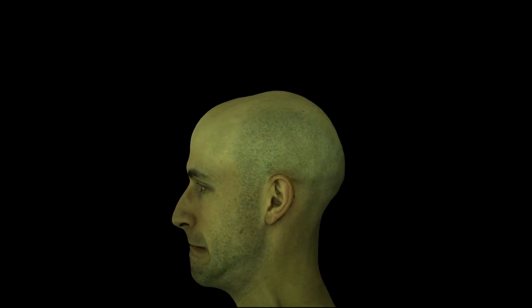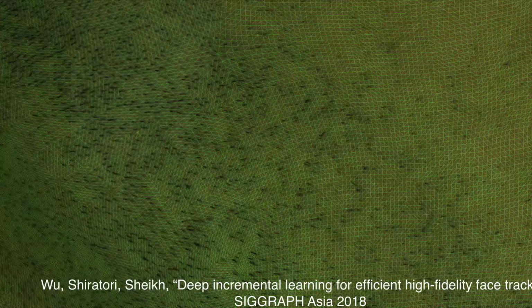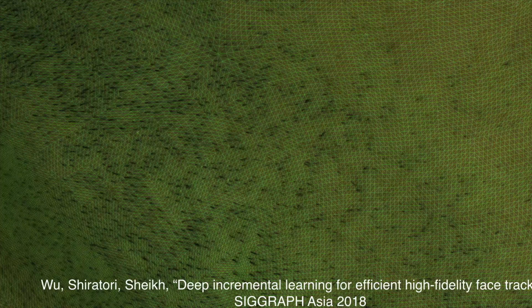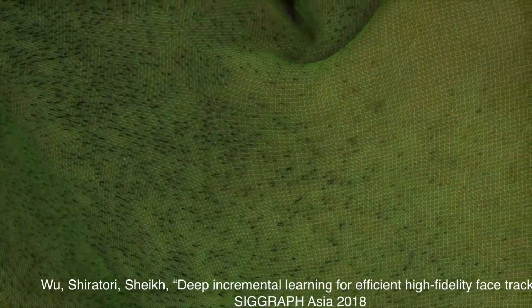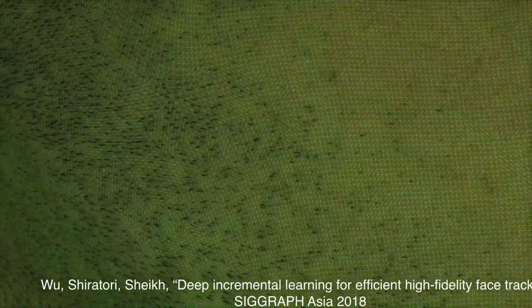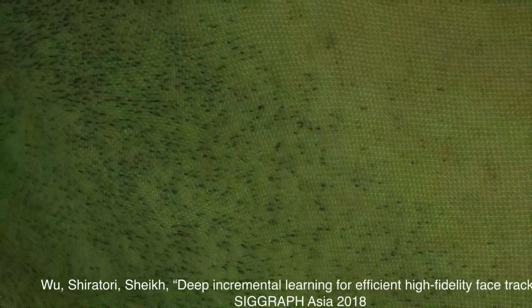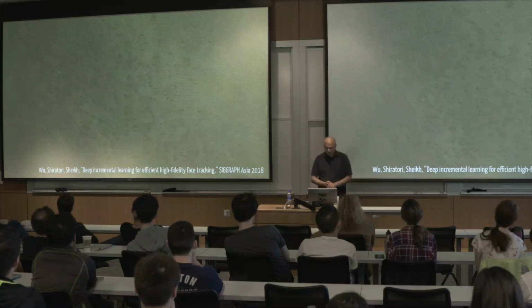And once we do reconstruction, we can also track at really high resolution, right? So what you're seeing over here is a zoomed-in view of the side of a person's cheek. And we can track this quite finely. This was also work published last year.